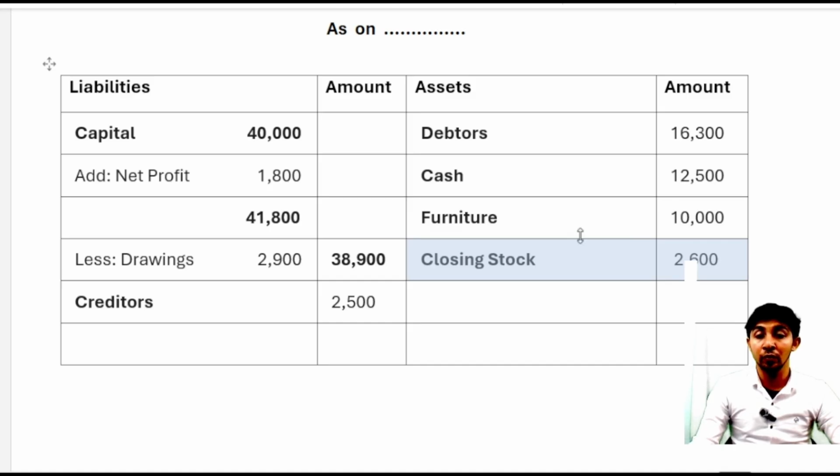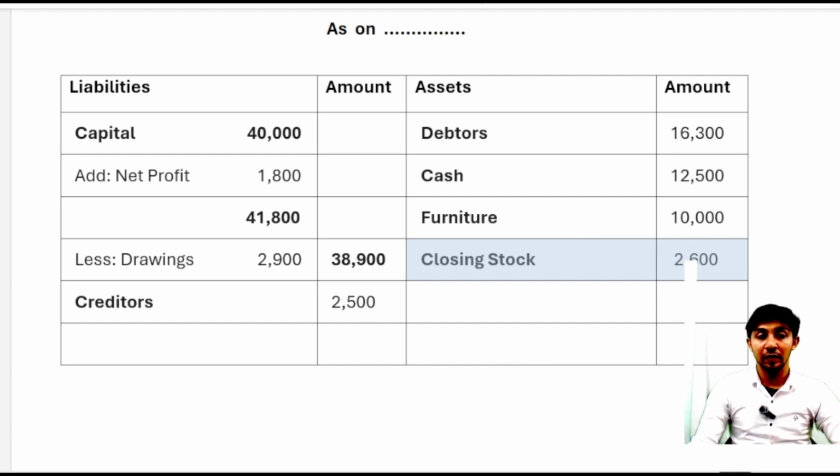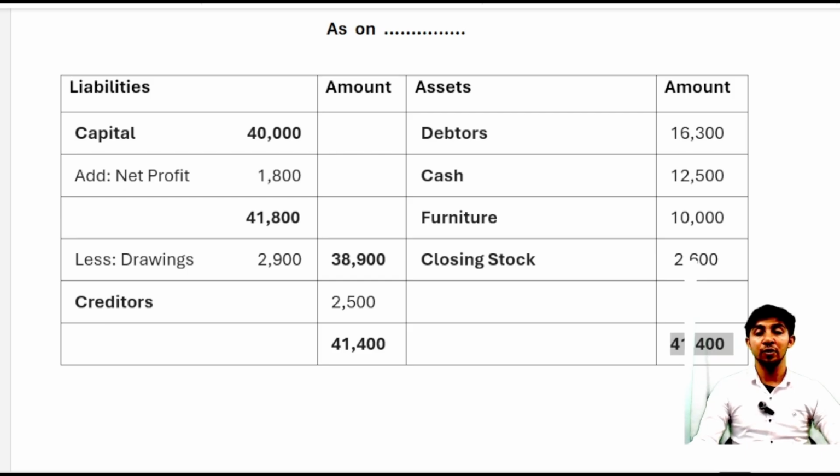What we need to do is the total of the liability side and the asset side. If the total comes equal on both sides, then the balance sheet is tallied. Now if we do the total of the credit side, the answer will be 41,400, and if we do the total of the asset side, the answer will be 41,400. With this we have completed the 14th problem of final account, and in the next video we are going to begin with the 15th problem of final account.